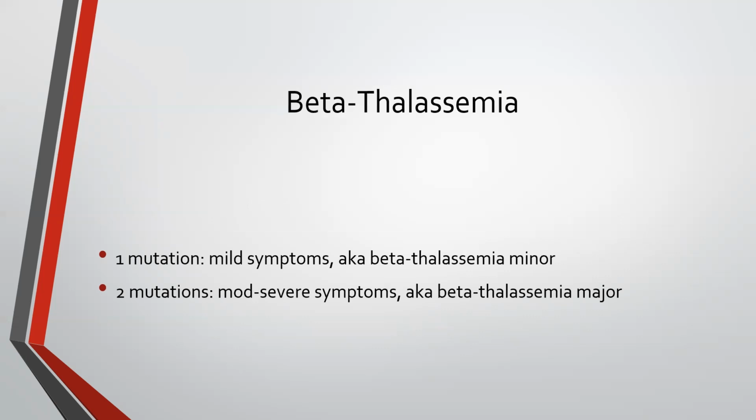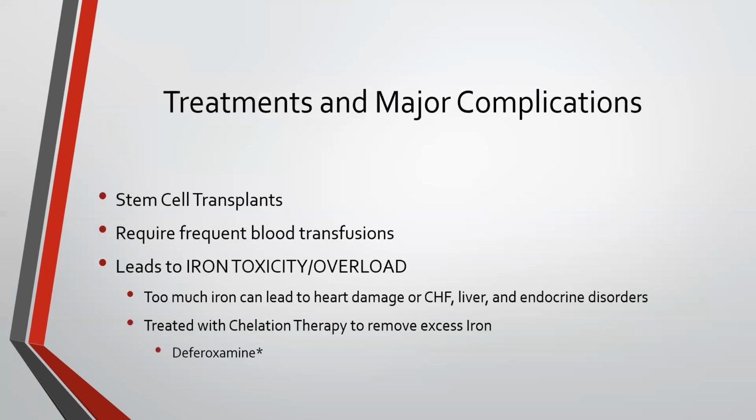The next one we have to address is beta thalassemia. And beta thalassemia, of course, is the beta chain of the hemoglobin. Again, it has to do with the mutations. If it's one mutation, there are very mild symptoms, and this is known as beta thalassemia minor. Two mutations, more severe symptoms, and that's beta thalassemia major.